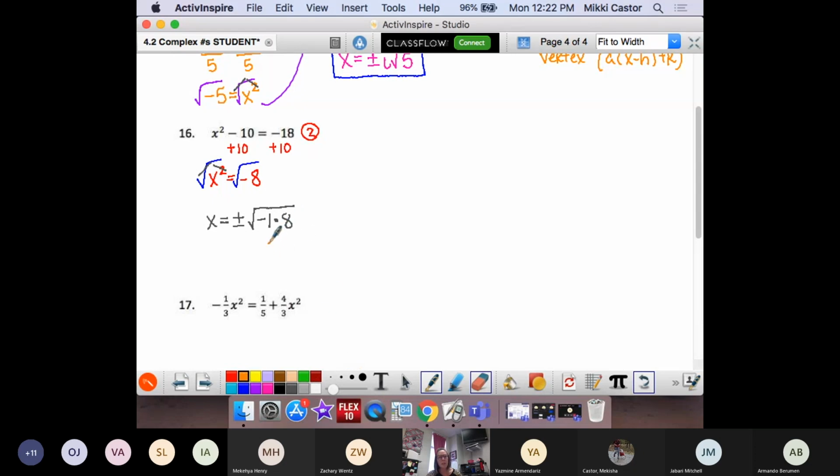Okay, so negative 1 times 8 would also be negative 1 times, we know 8 is 4 times 2, but 4 is 2 times 2. So I'm going to write this as 2 times 2 times 2. So negative 1 times 2 times 2 times 2 is equal to negative 8.